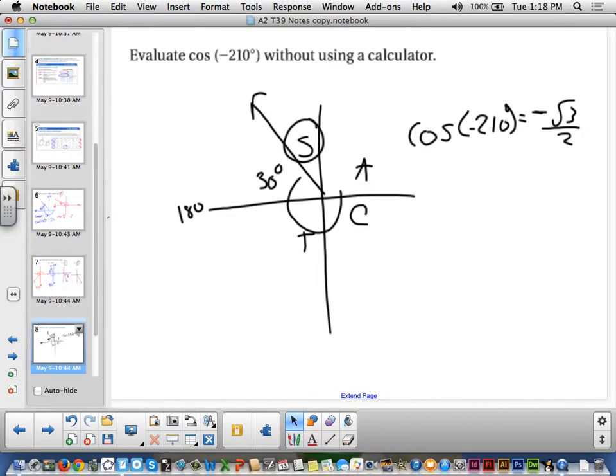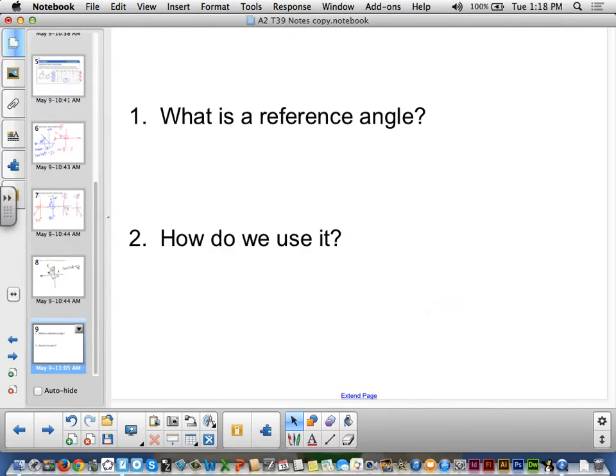All right, so in conclusion, what is a reference angle? A reference angle is the distance an angle is from the horizontal, either the positive x-axis or the negative x-axis. And how do we use it? We use it to find the numerical value of the sine, cosine, and tangent. And then we look at a chart to find out whether it's positive or negative. Because the sine of 5 pi over 3 has the same numerical equivalent of pi over 3, because it has the same reference angle.